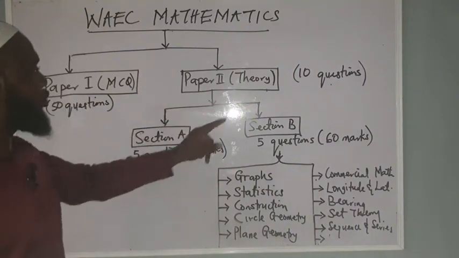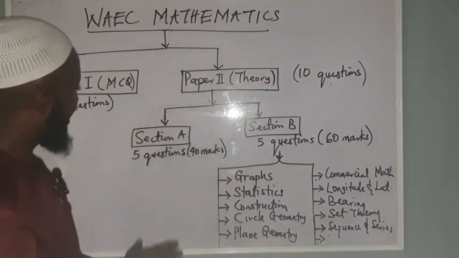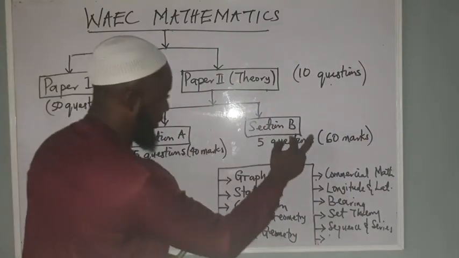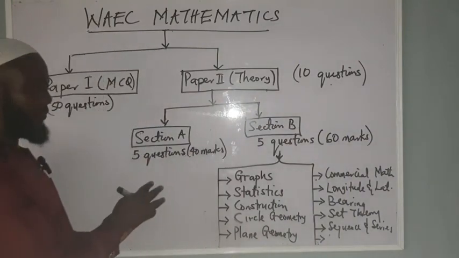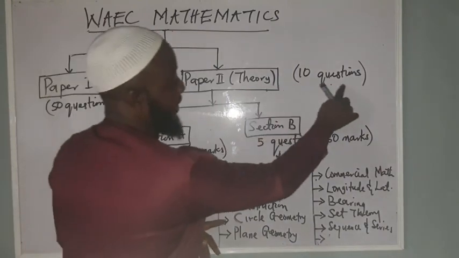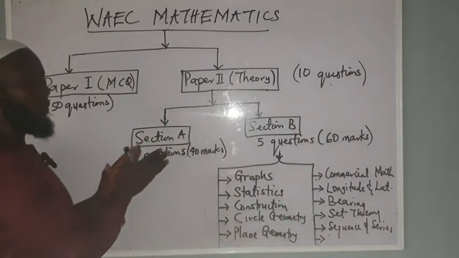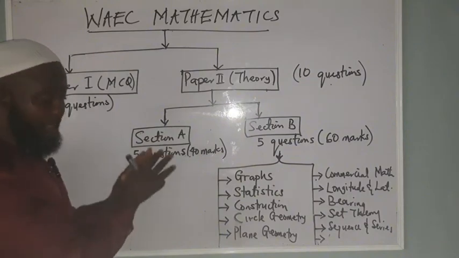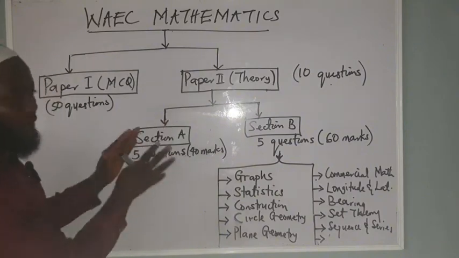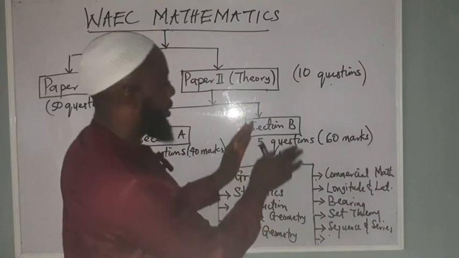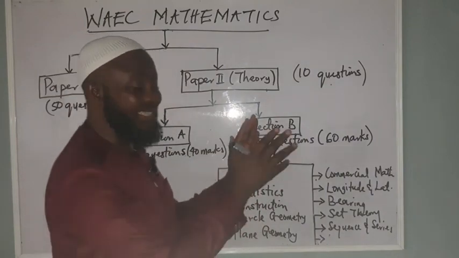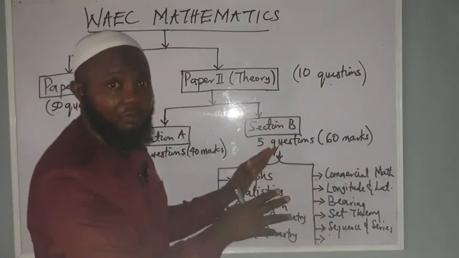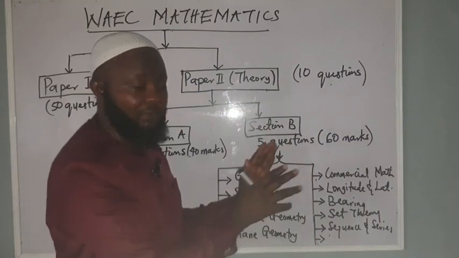Now under paper 2, we have two sections, section A and section B. Section A, you are going to answer 5 questions, and they are compulsory. That is section A, question 1 to 5, compulsory. Then section B, we have from question 6 to question 13. That is 8 questions, answer 5.